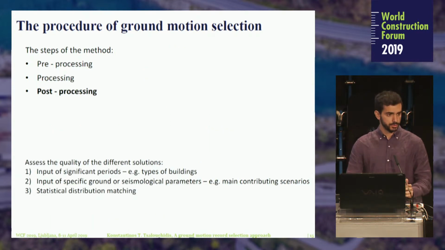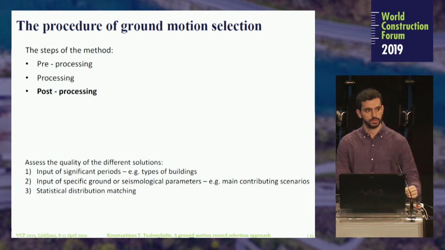Okay, and then we have post-processing. As I said, we can have a number of solutions that meet our requirements equivalently. So we provide the user of this method some extra tools to assess these different results. We can have an input of some significant periods. For example, if we want to assess a group of buildings, we might have some periods of interest inside the period range. So we might want to rank our solutions depending on that. The same concept can be applied to seismological parameters. So we might have a main contributing scenario.